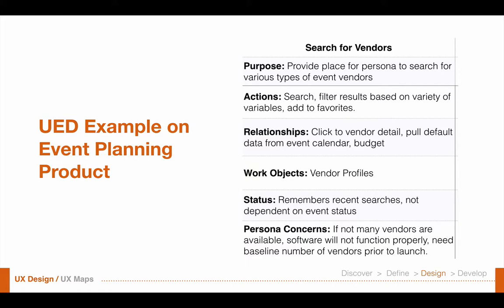In this process, the relationship is that when you click on the vendor detail, maybe some kind of event calendar or budget will pull out from the default area, and you can see the detail of the vendor, for example. And so for the work objects, we'll definitely need the vendor profiles, with the different details underneath vendors. And we also need the status.